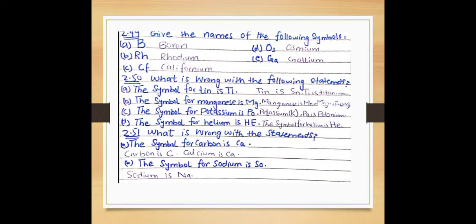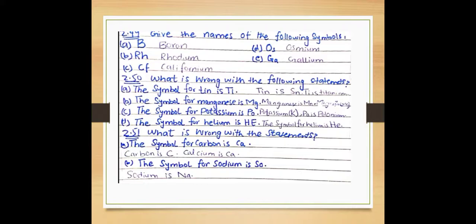So in 2.50 we have to find what is wrong with the statement. The symbol for tin is Ti, but the symbol for tin is Sn, and Ti is titanium. Similarly, the symbol for manganese is Mg, but Mg is the symbol of magnesium, and for manganese it is Mn. The symbol for potassium is Po, which is wrong. Po is polonium and the symbol of potassium is capital K.